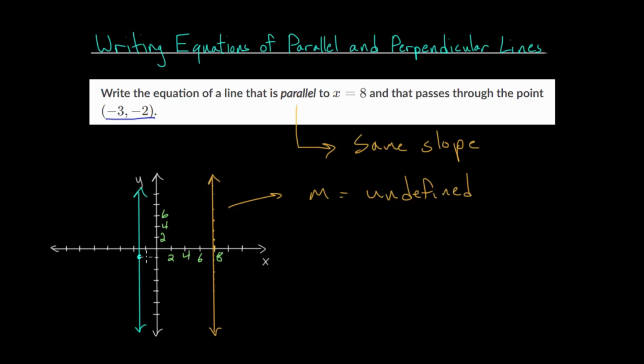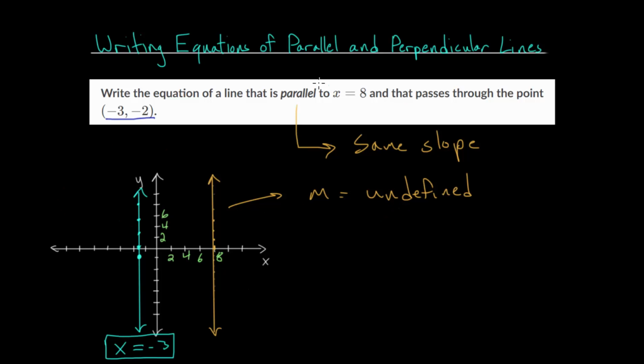So notice what's true about this vertical line. Every point on this line would have the same x value. So that's how we'll write the equation of this line. And that particular x value is -3. So in this case, x is always -3, and y can be anything. So this is the equation of the line that we're looking for.